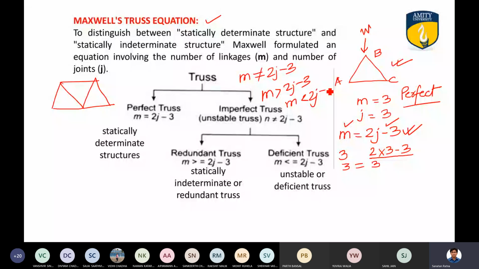So let us see some examples of perfect truss and imperfect truss. You have to use the formula M is equal to 2J minus 3 in order to determine whether the truss that is given to you is perfect, imperfect, redundant, or deficient. Is that okay now? So come to this case.